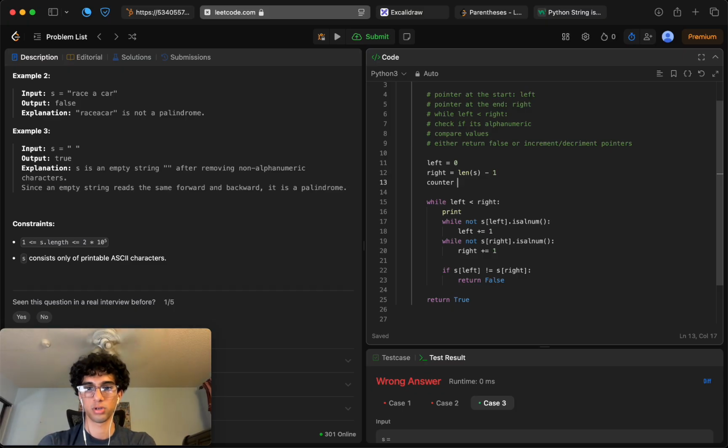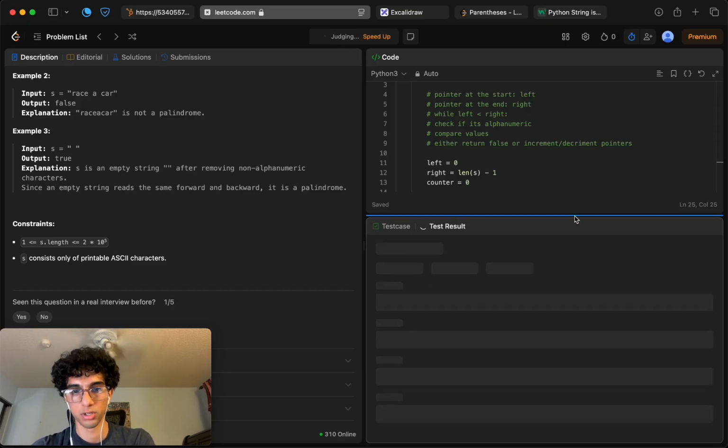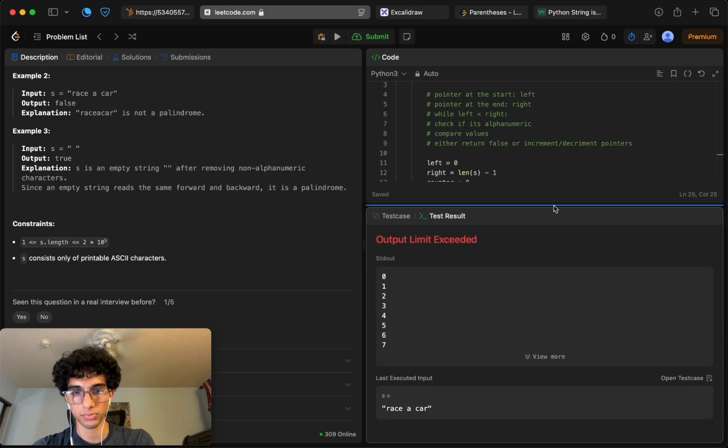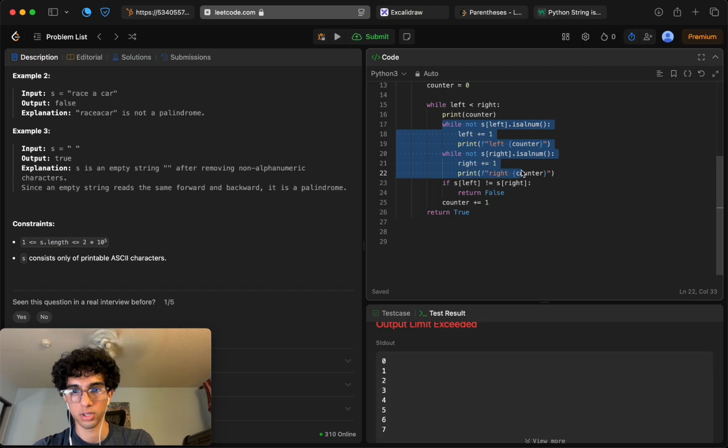Counter equals 0. Print counter. Print string left counter. I'm just trying to see, maybe this will reveal some stuff. Counter plus equals 1. Will I even get any standard output? Okay. So it only printed these ones, so it never even went through these.